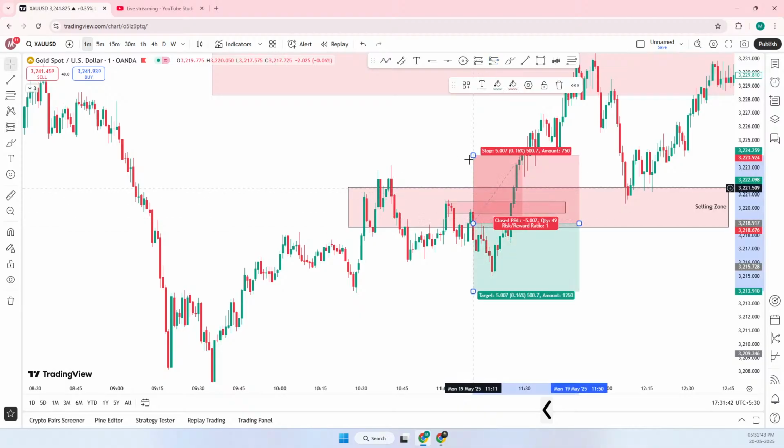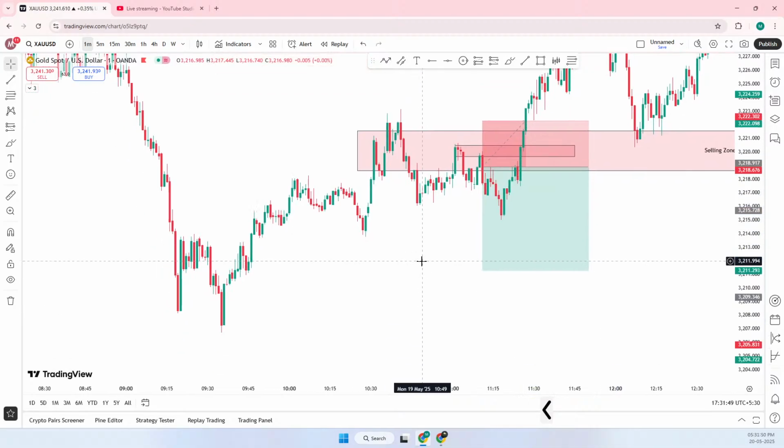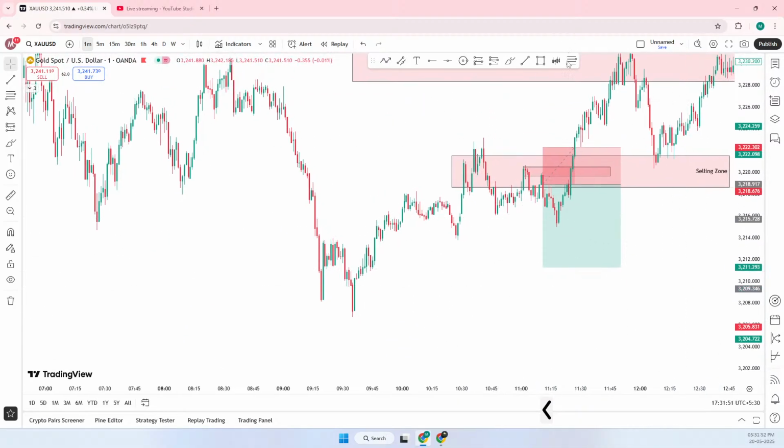That's why I took entry somewhere around here. Let's say the stop loss was like this, and the stop loss got hit. The target was like this one. Let's say this one is the target. We also have some confirmation on the target.